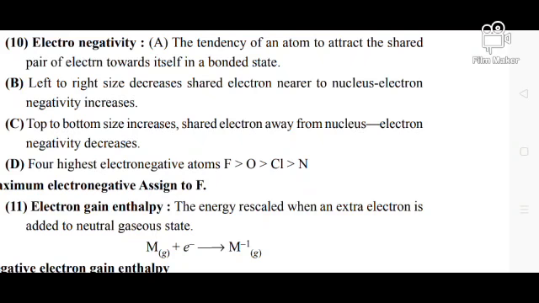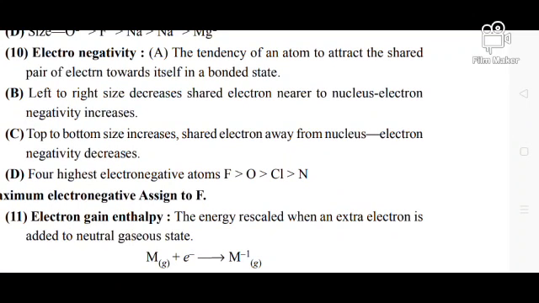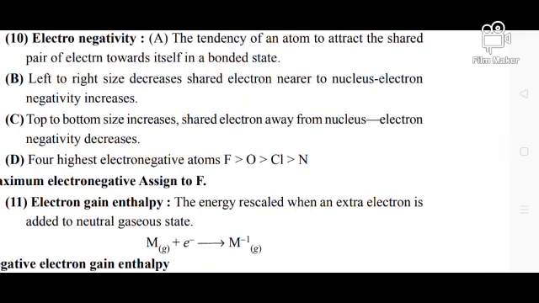Because the shared pair electrons are nearer to the nucleus, and electronegativity increases. So you have to remember, from top to bottom electronegativity decreases, because the shared pair electrons are away from the nucleus. So just remember, when we go from left to right, the shared pair electrons come nearer to the nucleus, and the electronegativity increases. Got it? I think you got it.